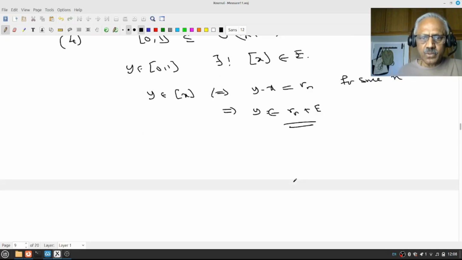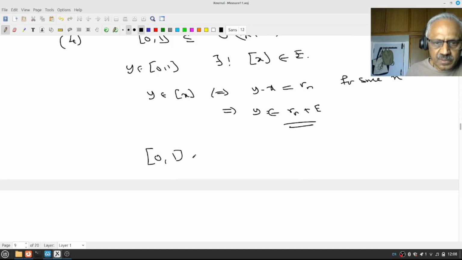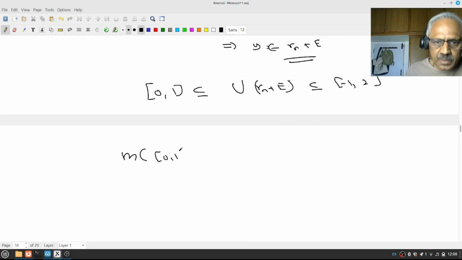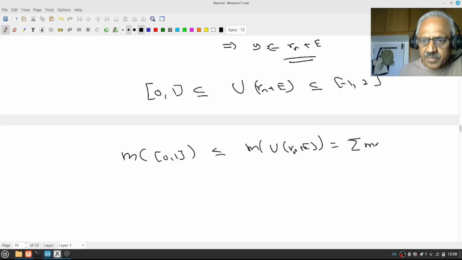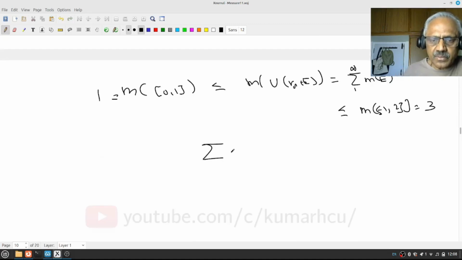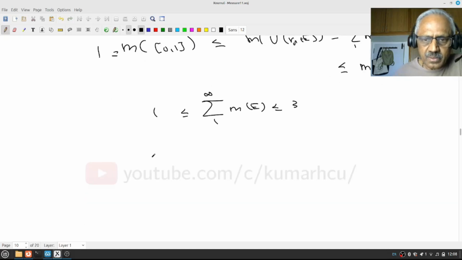Yeah. So what you would actually observe is this. Okay, 0, 1 is contained in the union of Rn plus E, and this is contained in minus 1 to 2. Therefore, again by monotonicity, the measure of 0, 1 should be less than or equal to the measure of the union of Rn plus E, but that is equal to the summation of the measure of E from 1 to infinity, and that should be less than or equal to the measure of minus 1 to 2, that is the length, which is 3, and this is 1, right? Therefore, what I know is the measure of E summed infinitely many times should be greater than or equal to 1 and less than or equal to 3.